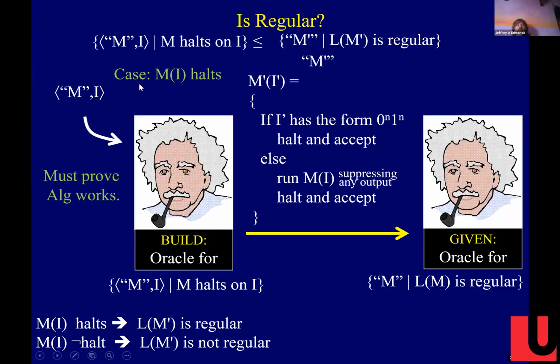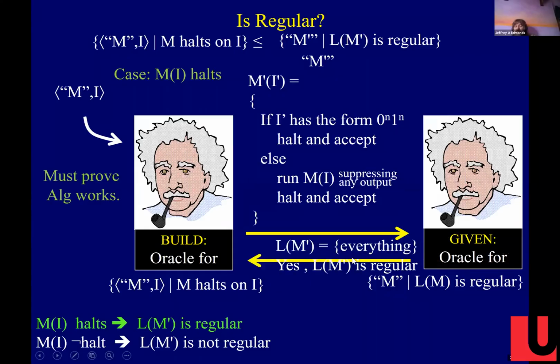Well, the first case is what happens if M on I halts. What do we want to do then? We want to say yes, right? So let's see what we do. If M on I halts, then M prime is regular. If M prime is regular, then the oracle is going to say yes, right? And if the oracle says yes, we say yes. And so the algorithm is giving the right answer, right?